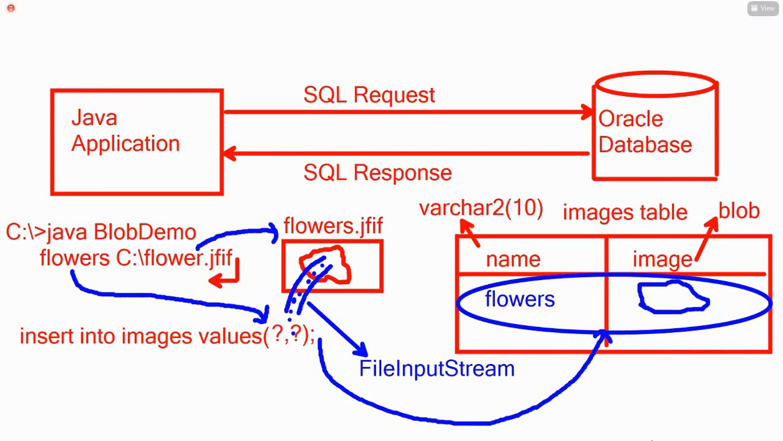Open a file for reading. After that, read the data. That data we have to place here. In the second question mark, the image we have to place. But the image directly cannot be typed from the keyboard. It should come from a file. That is the reason one stream is required. This is called file input stream. Through file input stream, the file content comes. That content we are going to store. Okay, write this diagram.